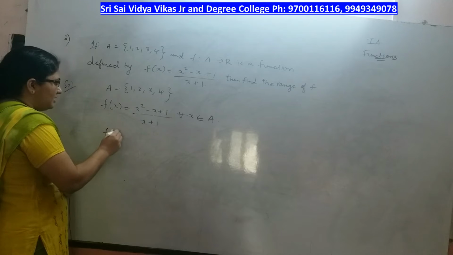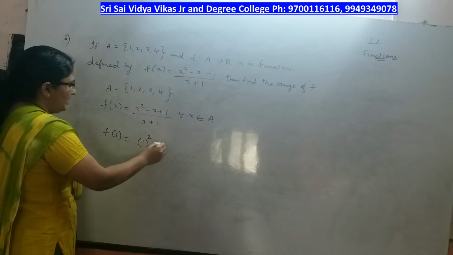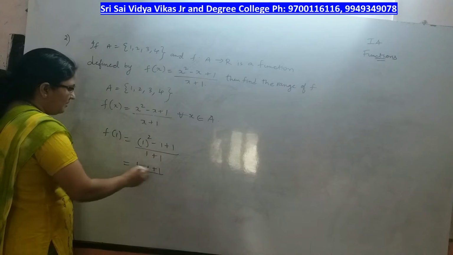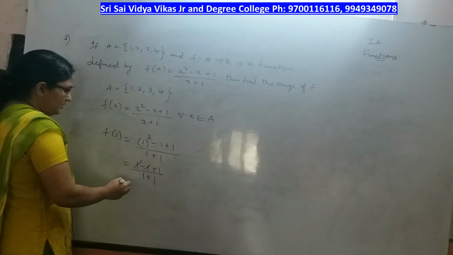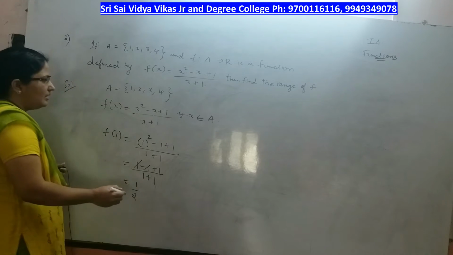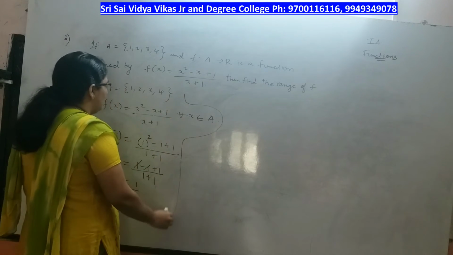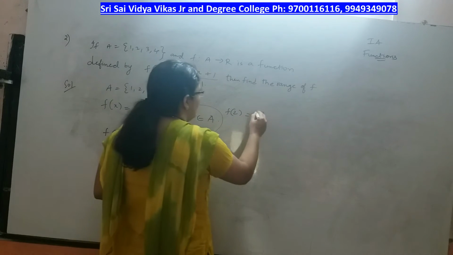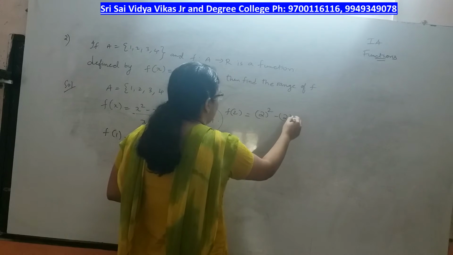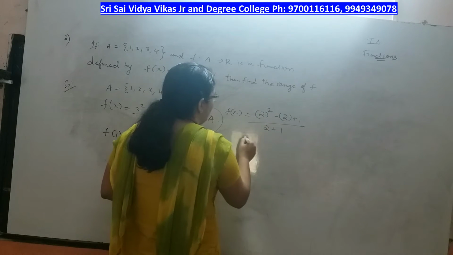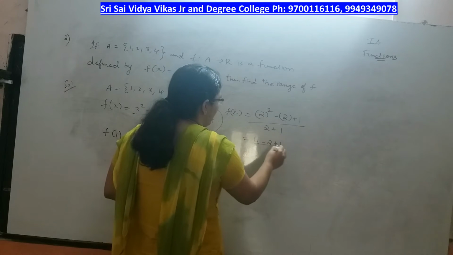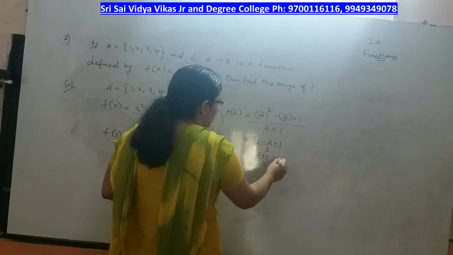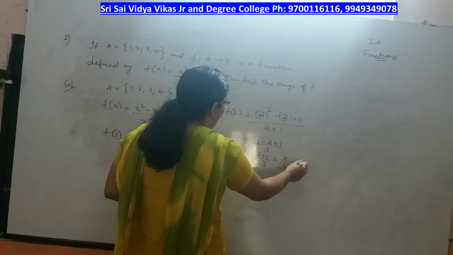F of 1 is equal to 1 square minus 1 plus 1 by 1 plus 1. This is 1 minus 1 plus 1 by 1 plus 1, plus 1 minus 1 cancel, you have 1 by 2. F of 2 is equal to 2 square minus 2 plus 1 by 2 plus 1, that is 4 minus 2 plus 1 by 3, that is 2 plus 1 by 3 equal to 3 by 3 is equal to 1.